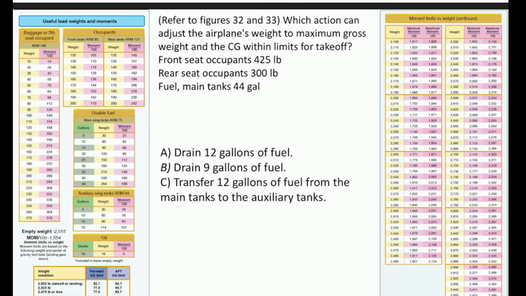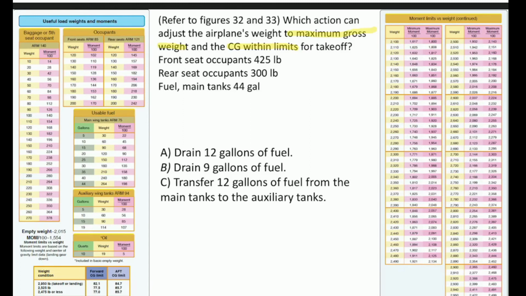All right, the question asks, which action can adjust the airplane's weight to maximum gross weight and the CG within limits for takeoff? So here's what it's asking. We want to adjust the airplane's weight to maximum gross weight and within CG limits. That's key because if you do that, you won't have to do too much math when you get rolling in this. Okay.